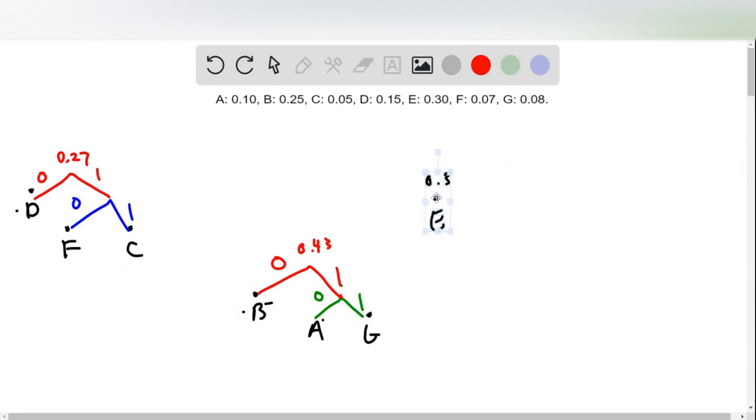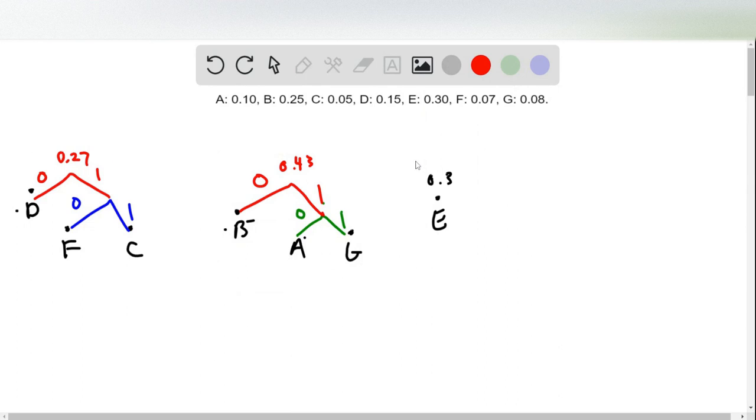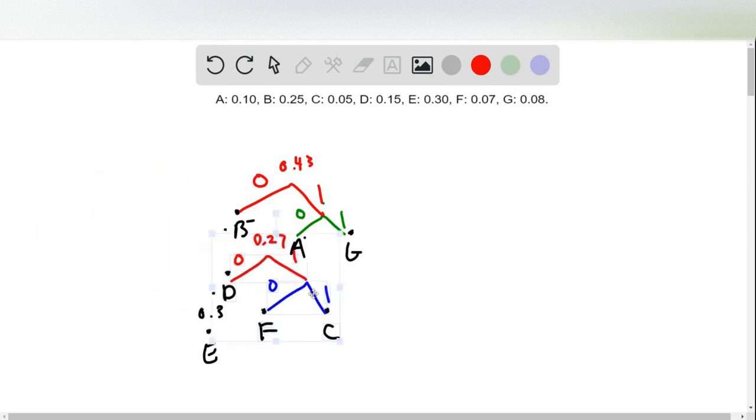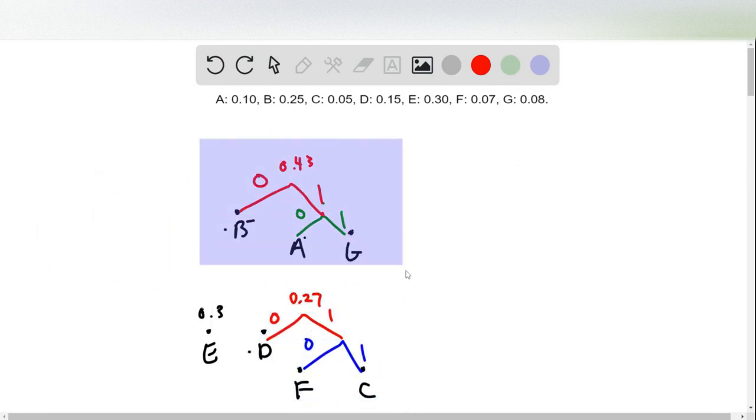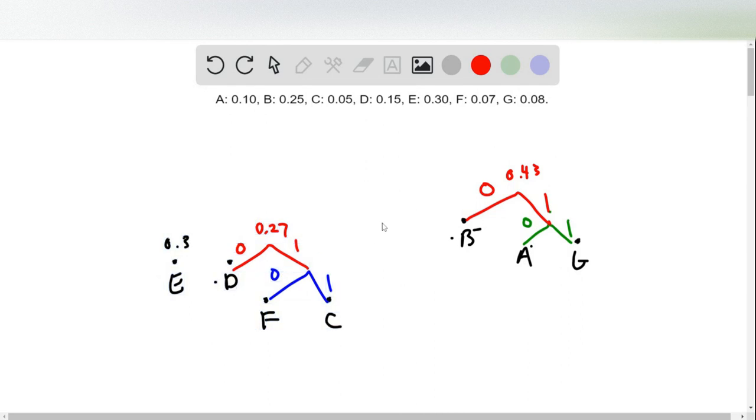And then we're going to compare these three. And so that would be 0.3 for E, and then 0.27 for this tree that we have over here. And then I'm just going to move this to the right, and I'll just scoot this up. All right, so we make a tree here. So again, more frequent to the left, less frequent to the right. So this is going to be 0, 1, add those probabilities up, and that's going to give us 0.57.